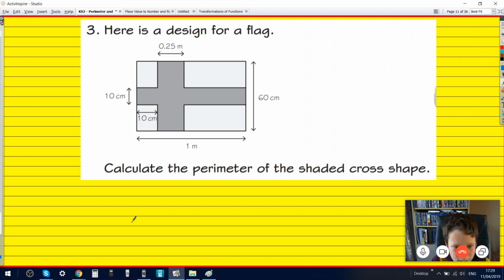Let's try this one. Here's the design for a flag. Calculate the perimeter of the shaded cross shape. So, okay, so the entire flag, the shaded cross shape, we have several numbers that can help us. We got 2 10 centimeters and also a 0.25 meters, and there's also 60 centimeters and then a whole meter.